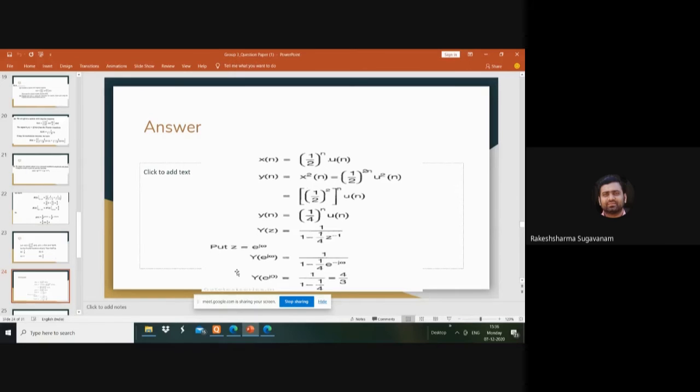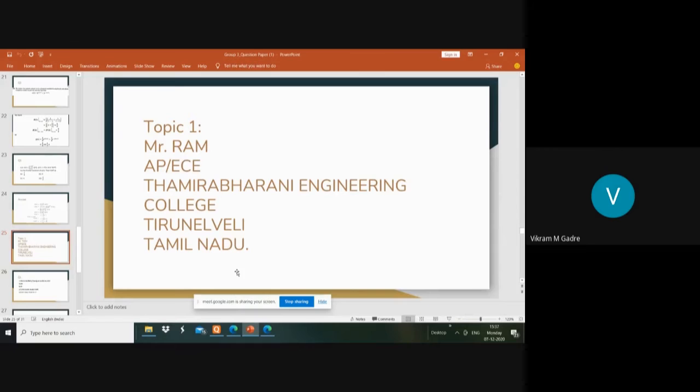From the formula from the z transform, 1 by 1 minus a z inverse. So 1 by 1 minus 1 by 4 e power minus j omega. Substituting e power j 0, you'll get 4 by 3 as the answer. Very good. Yeah. In fact, here it's a specific signal, you can just solve it directly. Very nice. Thank you, sir.